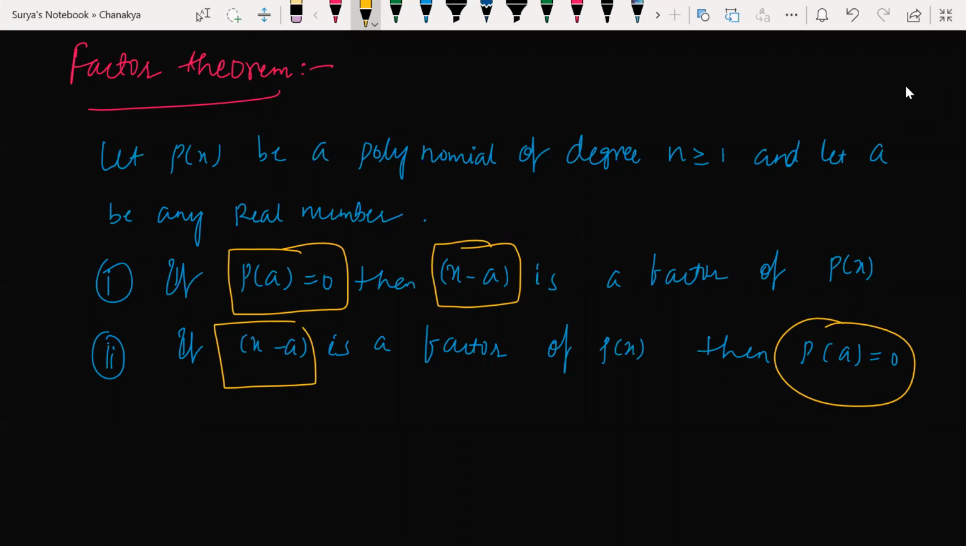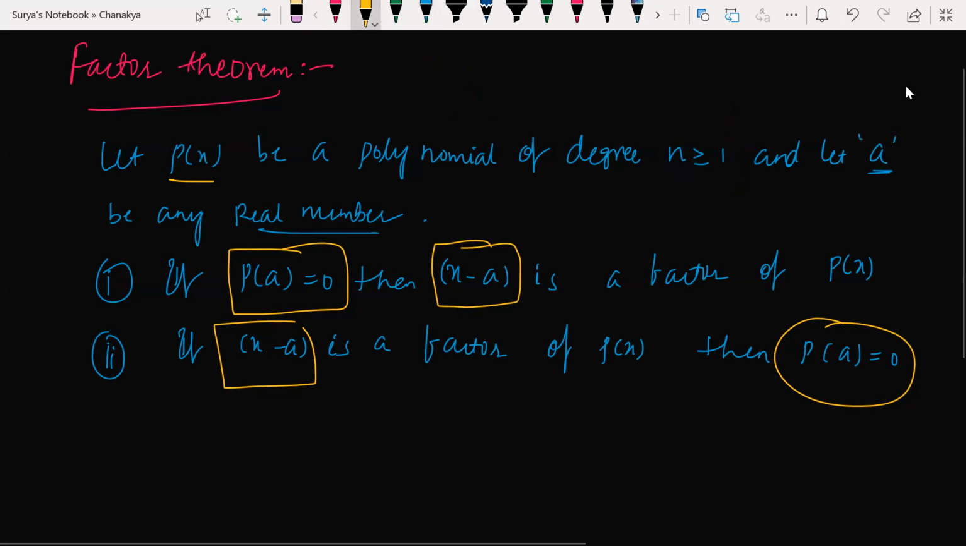Understood my point? Look at this here. P of x is a polynomial of degree n greater than or equal to 1. What is n greater than 1 here? First of all, we have to take a polynomial like this. What is the degree of this polynomial? 1. A polynomial's degree can be 1 or greater than 1 also. You have to take a polynomial which has degree 1 or greater than 1. Understood? And let a be any real number.